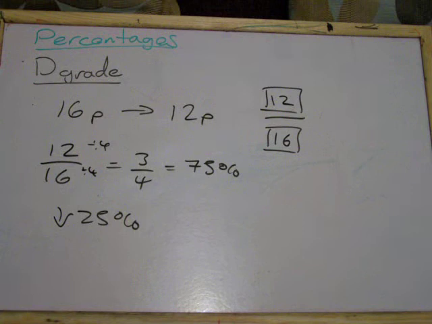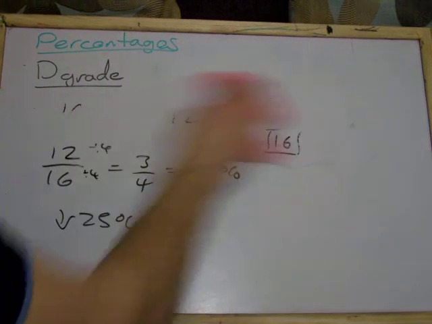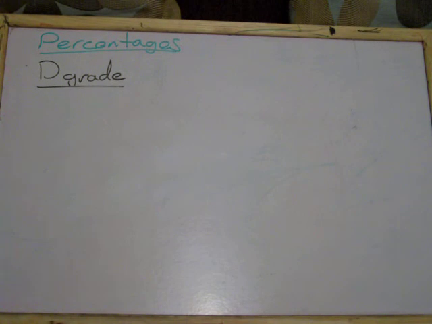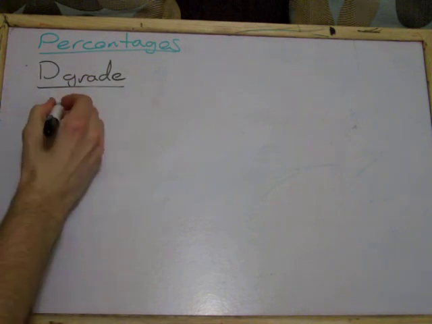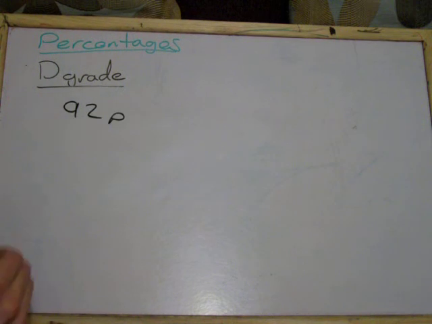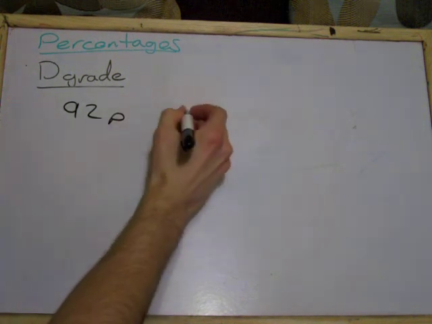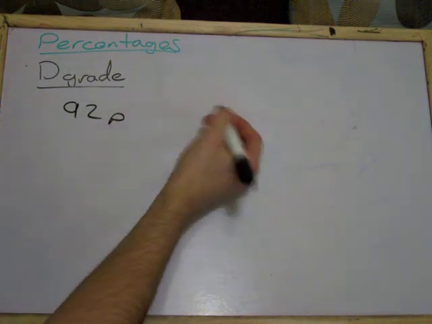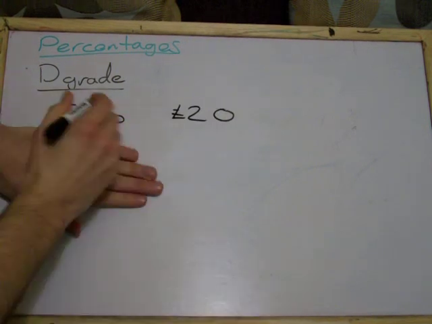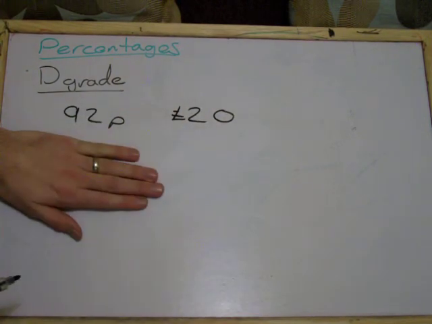Right, what if they give you something a little bit more difficult? Perhaps something with a decimal in it. So we could say, what is the percentage of, let's say, 92 pence out of, let's say, £20. Okay, so I want to know what the percentage of 92 pence out of £20 is.